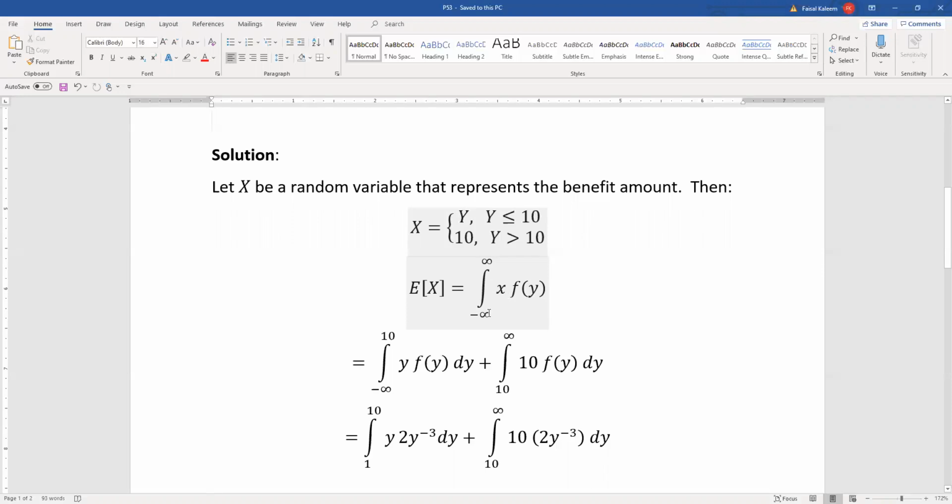So we will break the integral according to how the X definition is breaking. It's breaking at 10, so the integral will break at 10: negative infinity to 10 of Y Fy, because in the negative infinity to 10 range X is equal to Y, so X gets replaced by Y. And then in the 10 to infinity range, X is equal to 10, so X gets replaced with 10, so 10 Fy.